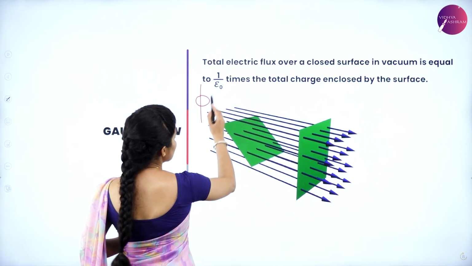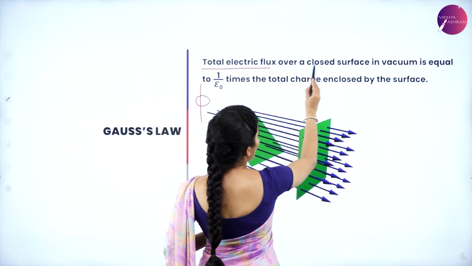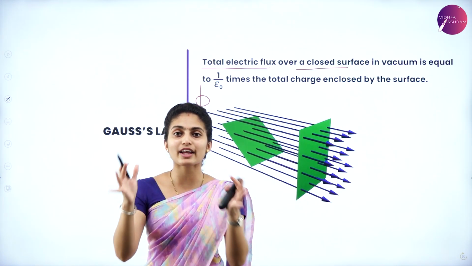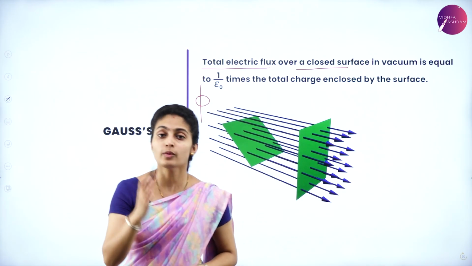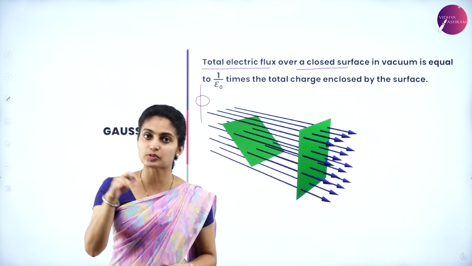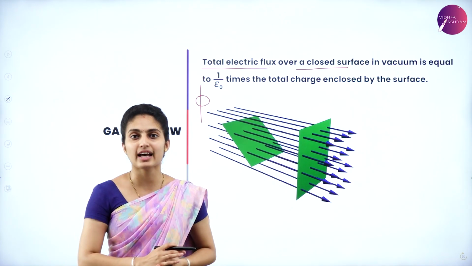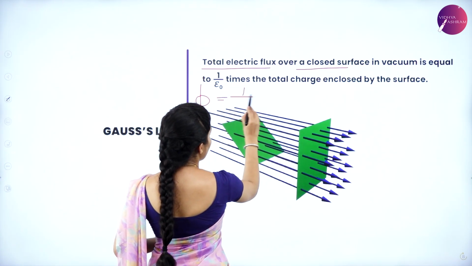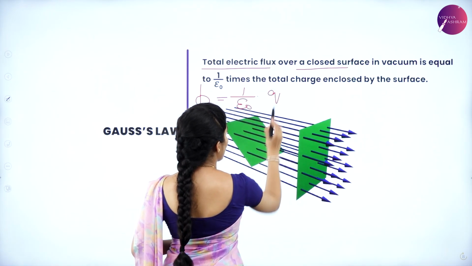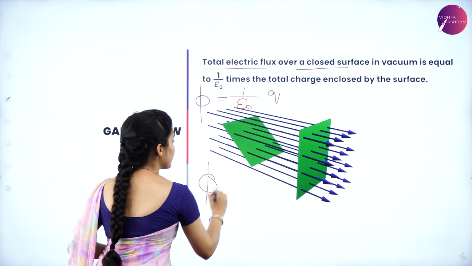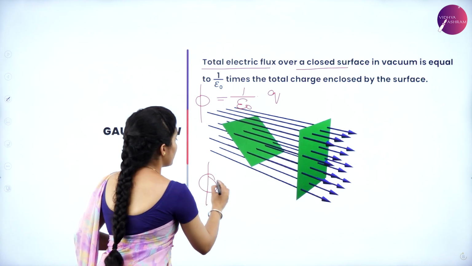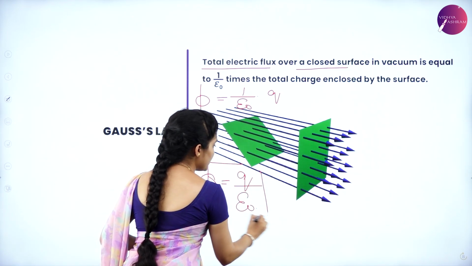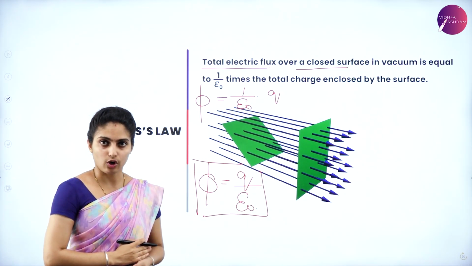Okay, so flux here is the total flux over a closed surface. Over a closed surface in a vacuum is equal to 1 by epsilon naught times the charge which is enclosed by that surface. So Gauss law can be given by this equation, that is flux is equal to charge divided by epsilon naught. So this can be the Gauss law statement.